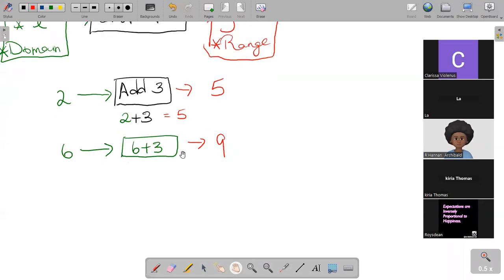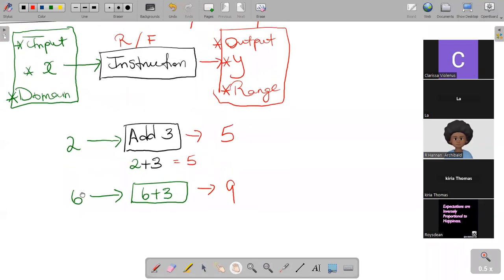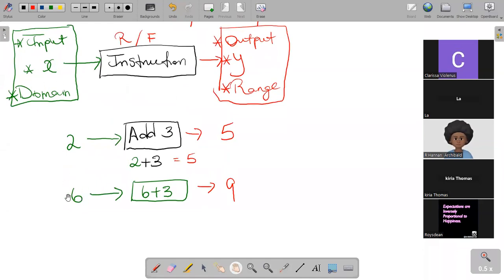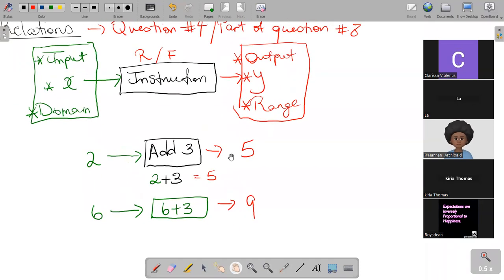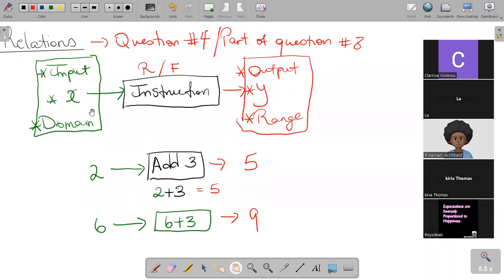Similarly, in this example here, what would I call 6? 6 would be called either the input, the X value, or the domain. And 9, which is the answer, would be called the output, the Y, or the range. So before I continue, does everybody understand this basic concept of relations? They're going to give you a number, which is your input. They're going to tell you to do something to the number. And the answer is what you call your output, your Y, or your range.